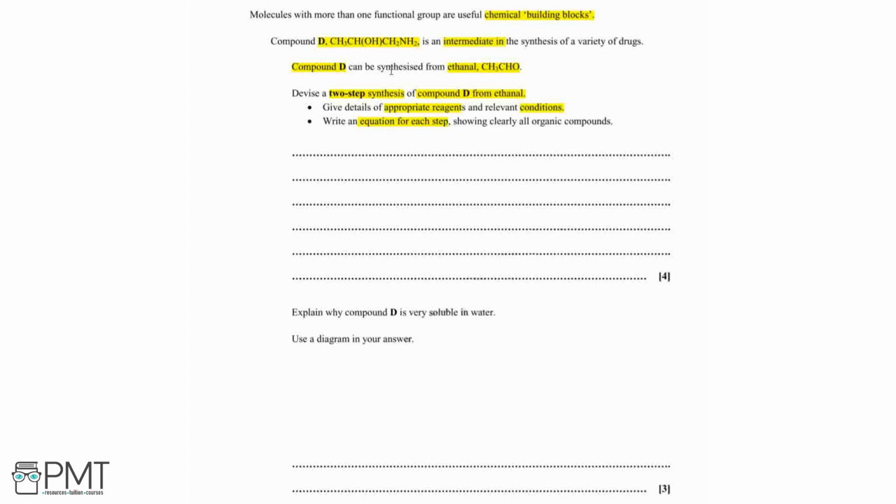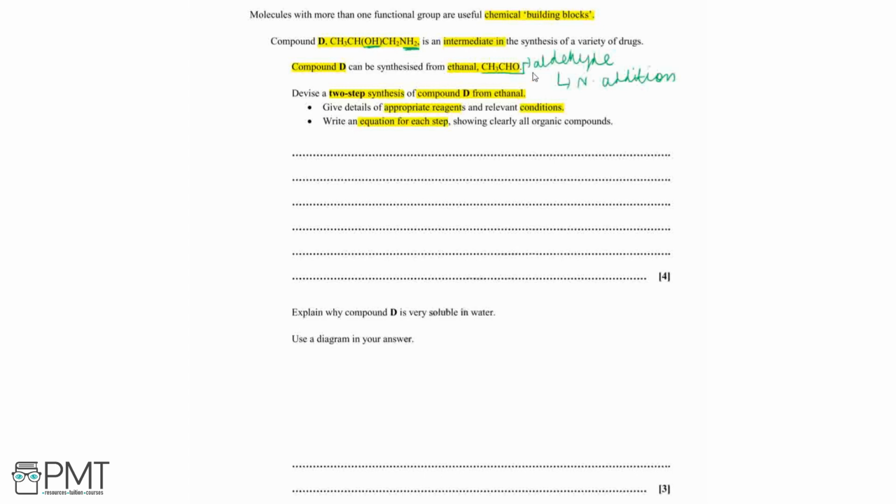So compound D, we can see that it contains an alcohol functional group and an amine functional group here. And we need to start from ethanal, which is an aldehyde overall, and it contains a carbonyl bond at the end of the molecule. So what we know about the reactions of our carbonyls is that they can undergo nucleophilic addition reactions. And we can see that the main difference between our structure of ethanal and our structure of compound D is we've added on this nitrogen group towards the end, this amine group. We've got a source of nitrogen and we've now got an alcohol instead of a carbonyl bond.